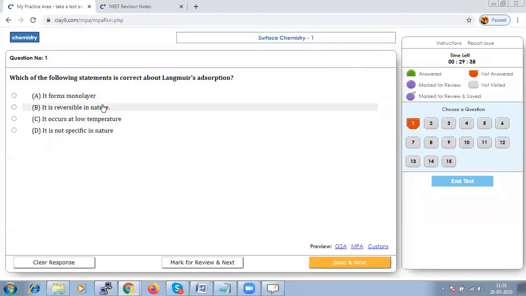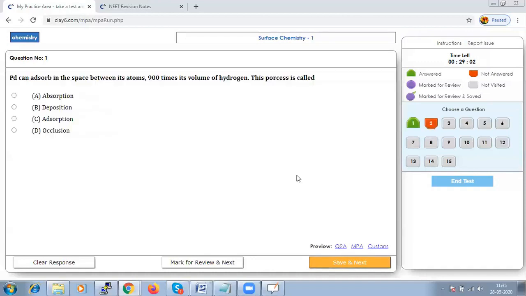Which of the following statements is correct about Langmuir's adsorption? So when we say adsorption, what are all the properties of adsorption? Always remember, Langmuir's adsorption is monomolecular, that is, the gas adsorbed will form a unimolecular layer. Hence we can say that our option A is right, it forms a monolayer. So let us save that and go to the next question.